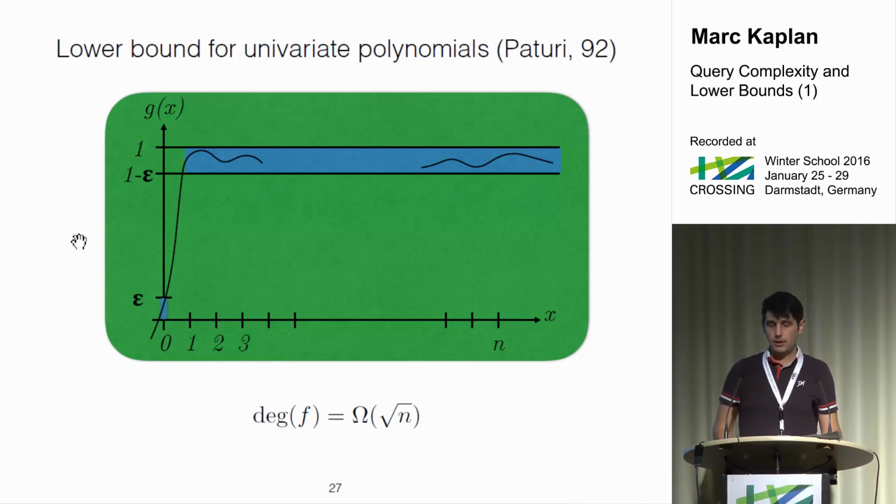Right, because then you know that f has degree at least square root of n, which implies that g, this should be a g here, has degree at least square root of n. So any polynomial that approximates the function has degree at least square root of n. And it means that the quantum query complexity of the OR function is at least square root of n.